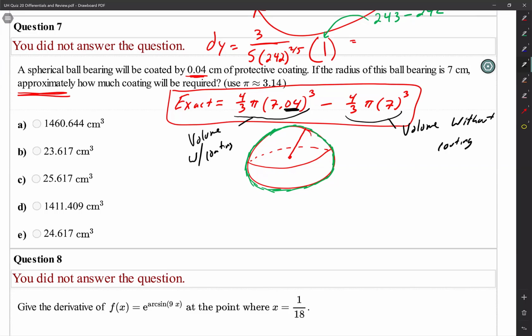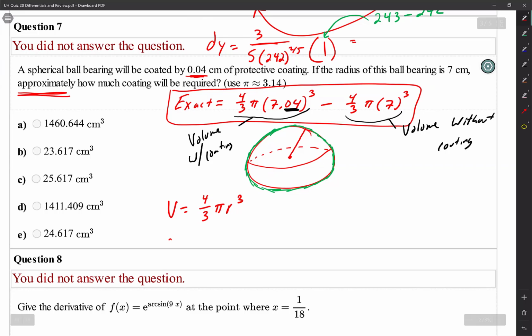Now, do they want exact? No, they don't want exact. If they wanted exact, this is what we would do. They don't want exact. So what are we going to do? Volume equals 4/3 pi r cubed. We're going to take a derivative. Ask. Yeah, because the coating has a thickness. You know what I mean?